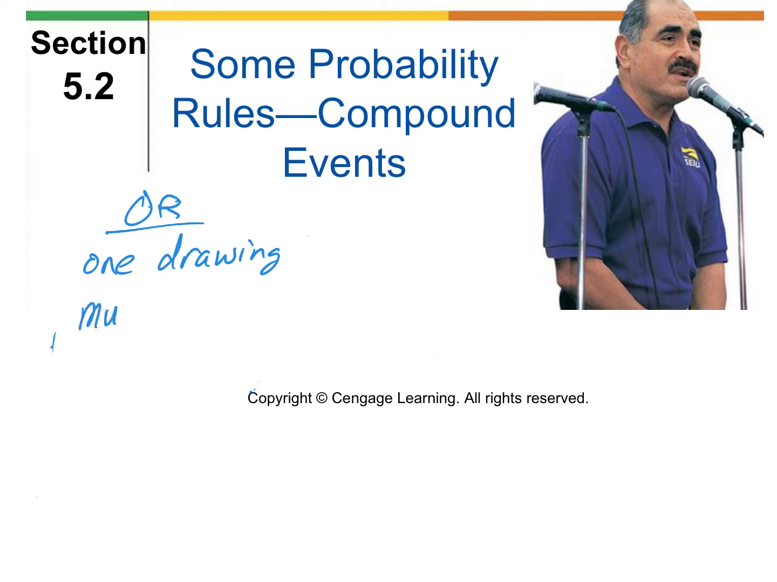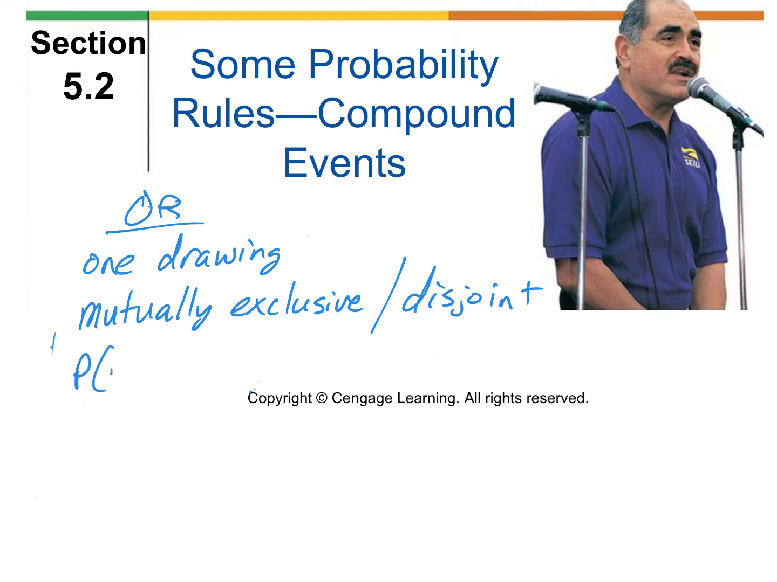These events are mutually exclusive, or another word we use is disjoint. Mutually exclusive is much neater to use. It also has two formulas. It is the probability of A or B is equal to the probability of A plus the probability of B. We use that formula when they are mutually exclusive.